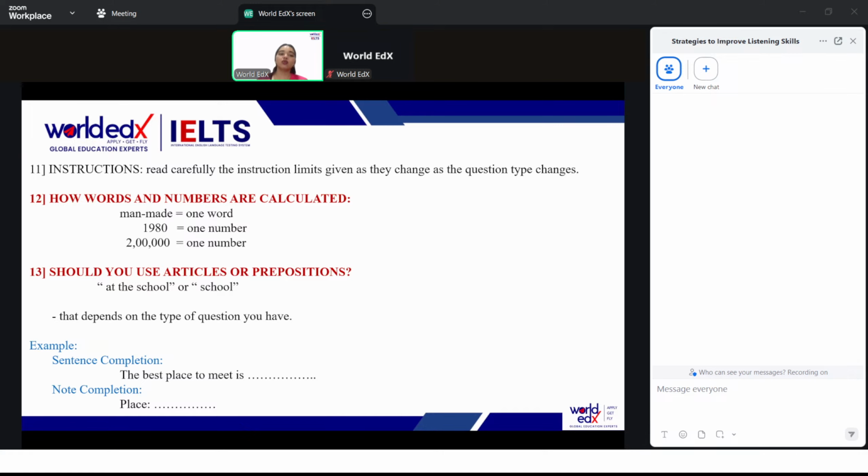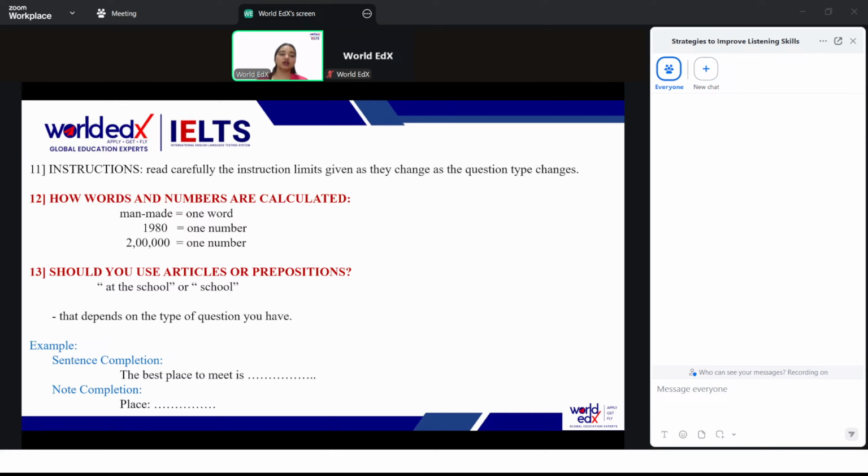The next is how words and numbers are calculated. Wherever you have a hyphenated word, hyphen in the middle, it becomes one word. If you're writing about, let's say, phone numbers, it again becomes just one word. If you're writing about a year, any particular specific year, it becomes one word. So again, depending on what you are writing, it will change the word count. So make sure that you are falling in the prescribed word count.